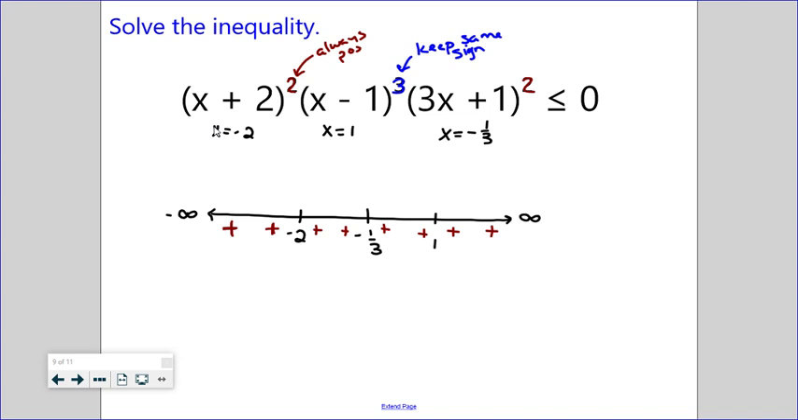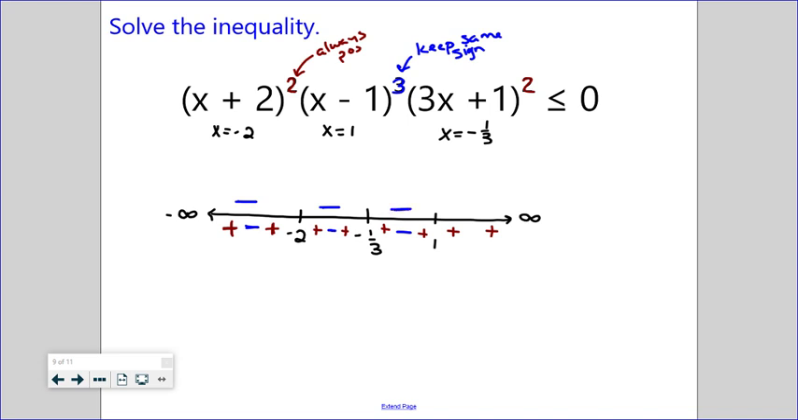Negative 10 minus 1 is negative 11. Cubed is a negative number. So 2 positives and a negative is a negative. Plug in something between negative 2 and negative 1/3, like negative 1. Negative 1 minus 1 is still negative. Cubed is negative, so we get a negative in that section. Something between negative 1/3 and 1 would be like 0. 0 minus 1 is negative. Cubed is negative, which would give us a negative in that section.